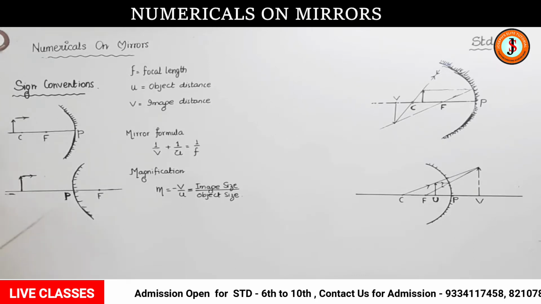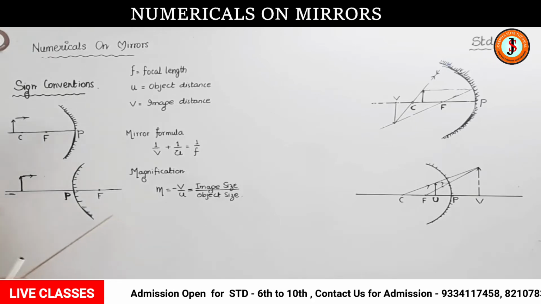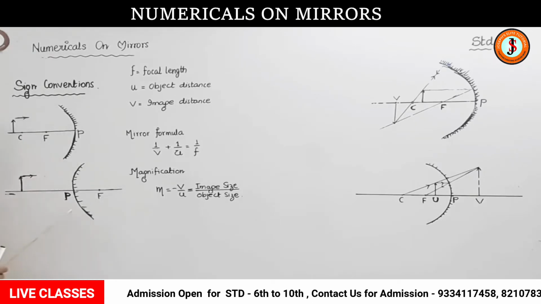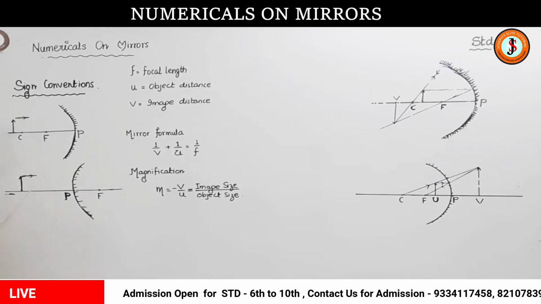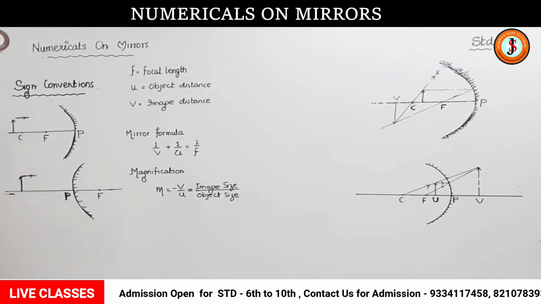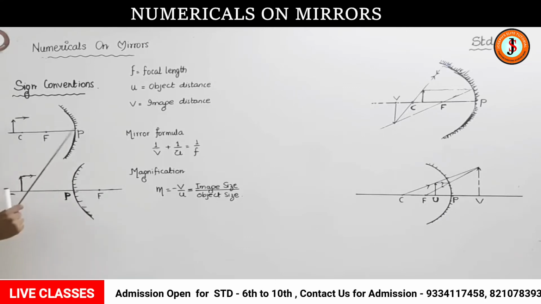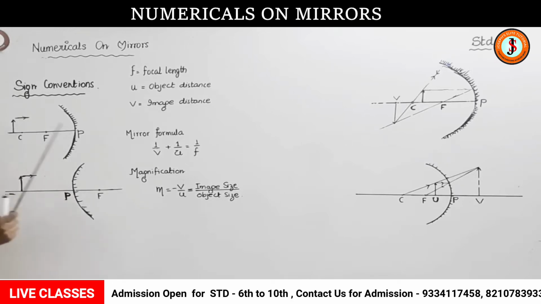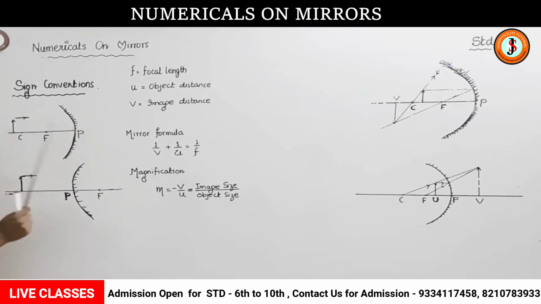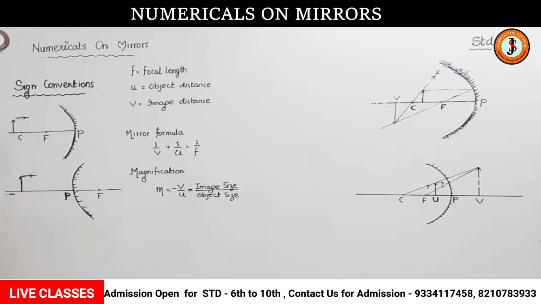And the focal length of a convex mirror is taken as positive. Suppose they say the focal length is 12, then it will be taken as plus 12. You should write plus 12 in your answer. Now the object distance, suppose I am again asking Sachin, the object is at a distance of, say, 25 centimeter, plus or minus?